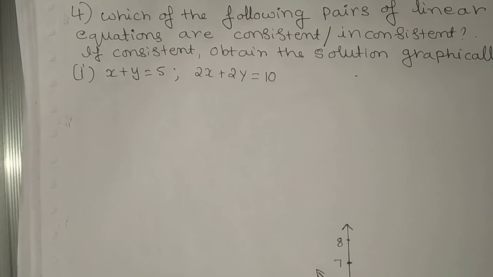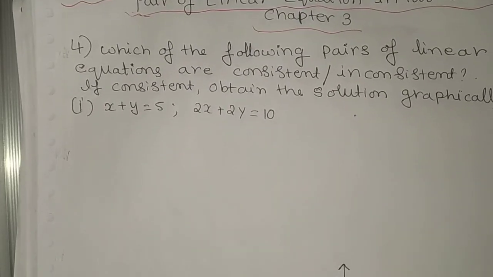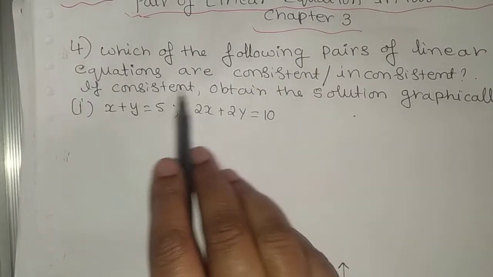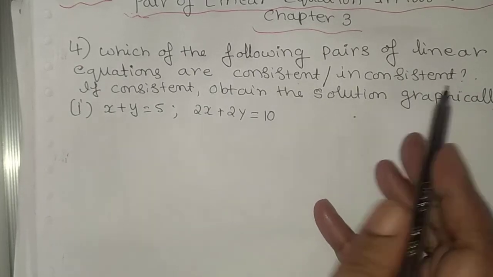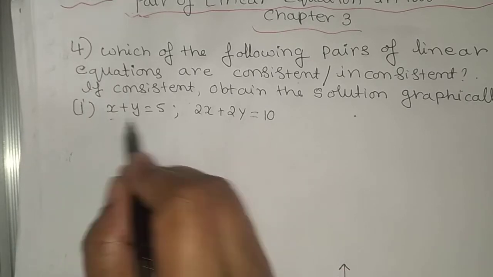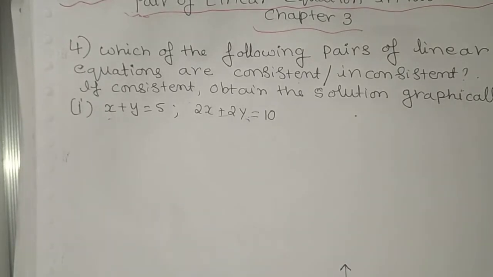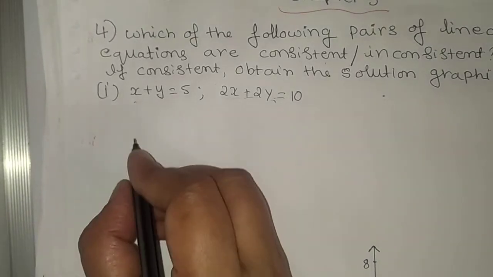We move on to the fourth one. First problem is, which of the following pairs of linear equations are consistent or inconsistent? If consistent, obtain the solution graphically. So this is the given equation. So we start writing the solution.